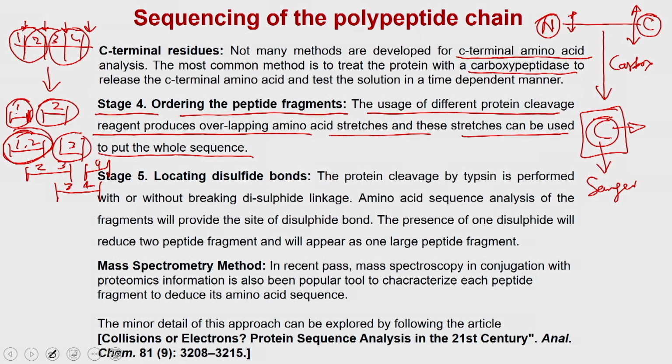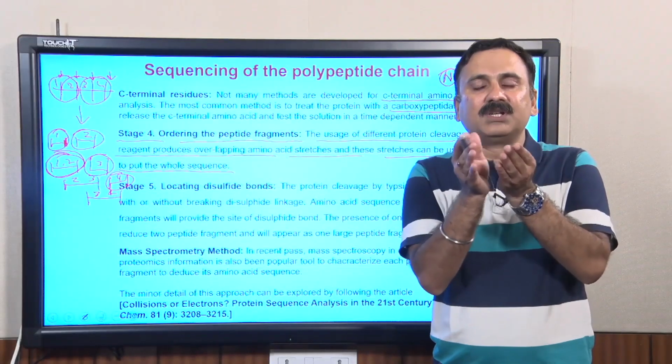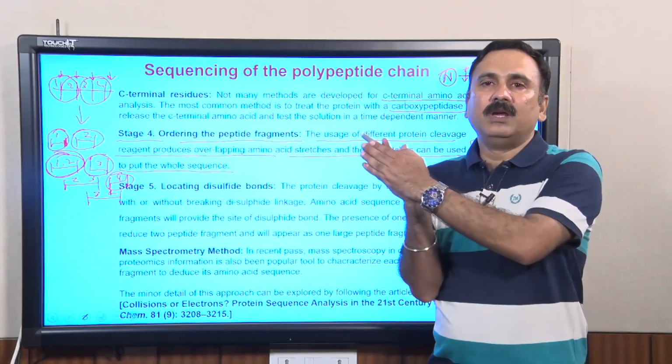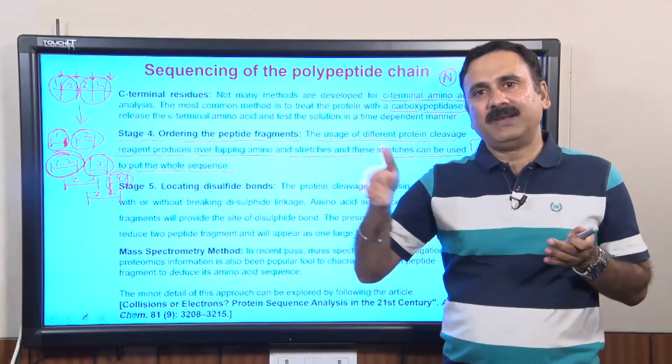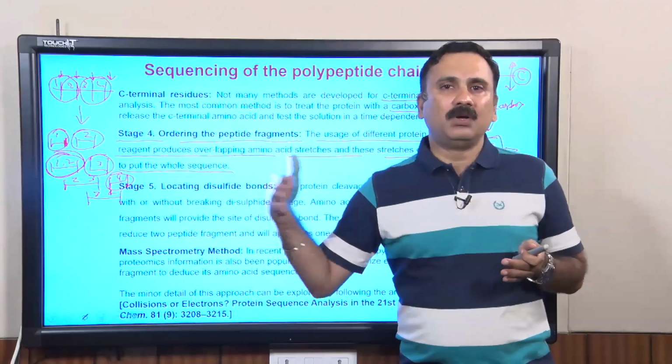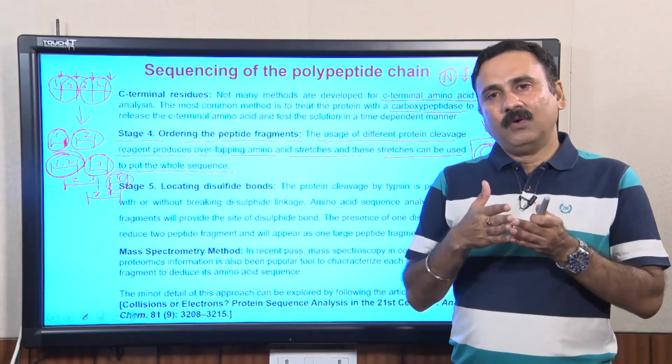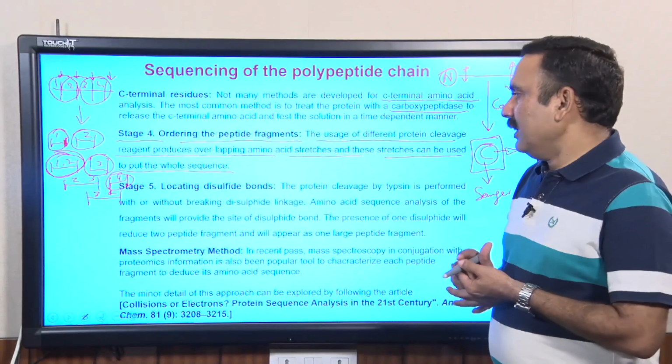Similarly, if I have 3 and 4 separately and I have an overlapping stretch which is covering 3 and 4, then it will not take much time to understand that this is the junction point, and that is how you are going to put all of 1, 2, 3, 4 one after the other, and that is how you are going to have the full sequence ready.